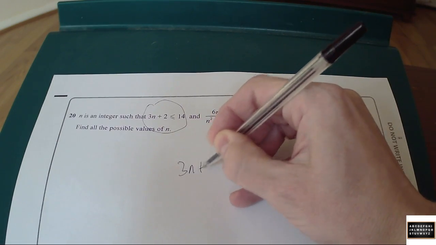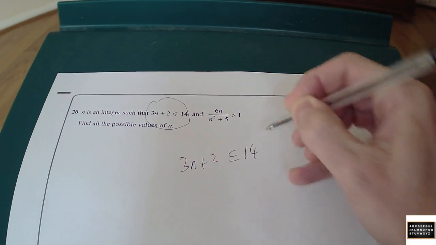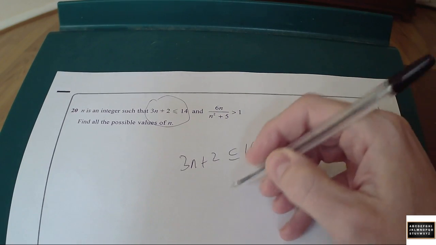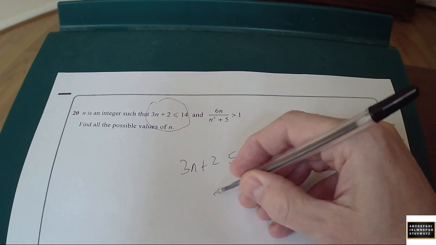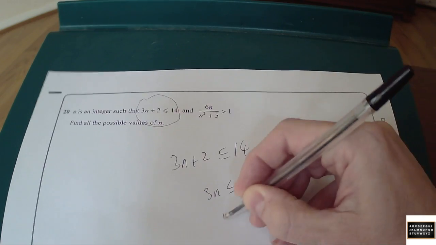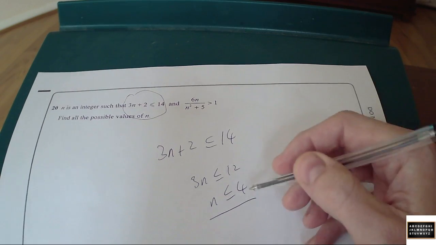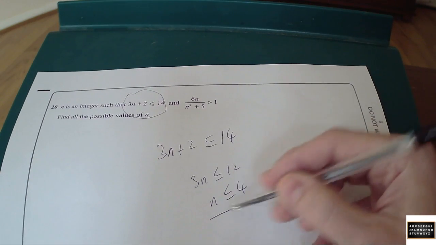So 3n plus 2 less than or equal to 14. We're going to make n the subject of the formula, or take things around so we can solve it. And you will very quickly see that n has to be less than 4. So n is less than or equal to 4. That's very important. n is less than or equal to 4.